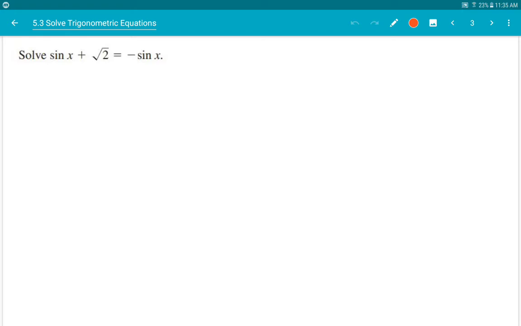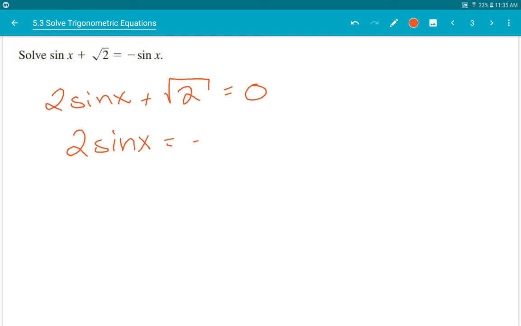So here we want to solve, just like any other equation, we want to get all of the trigonometric functions on one side and all the values to the other side, because this one follows a linear model. So we're going to start with sine x plus radical 2 equals negative sine x. First thing we're going to do is add sine x to both sides. So we're going to get 2 sine x plus radical 2 is equal to 0. 2 sine x is going to be equal to negative radical 2. Sine x is equal to negative radical 2 over 2.